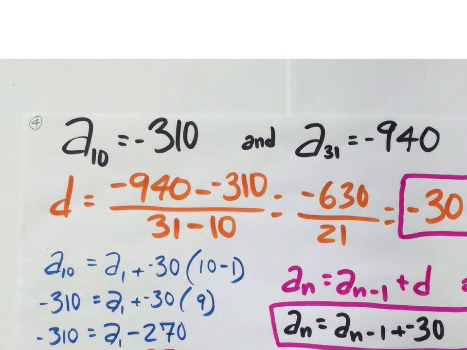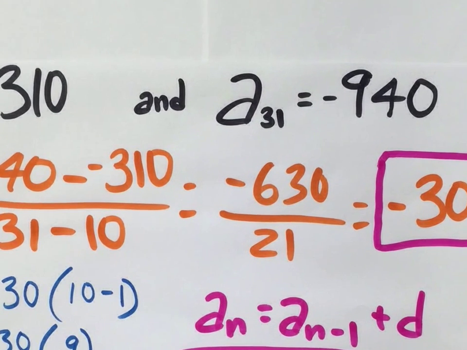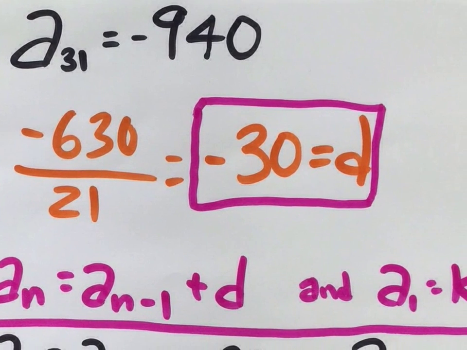We've got the final value minus the initial value, so negative 940 minus negative 310, divided by the final count, which is 31. We got that from right there, right? Minus the initial count, which is 10. That's going to give us 630 over 21. And using your handy-dandy calculator, you can figure out that the simplified answer is just negative 30. So you got our difference.